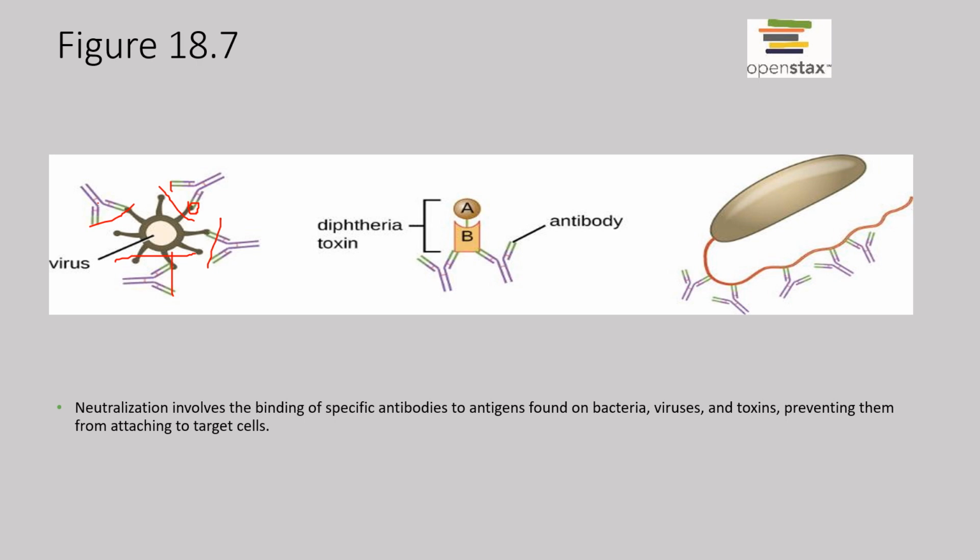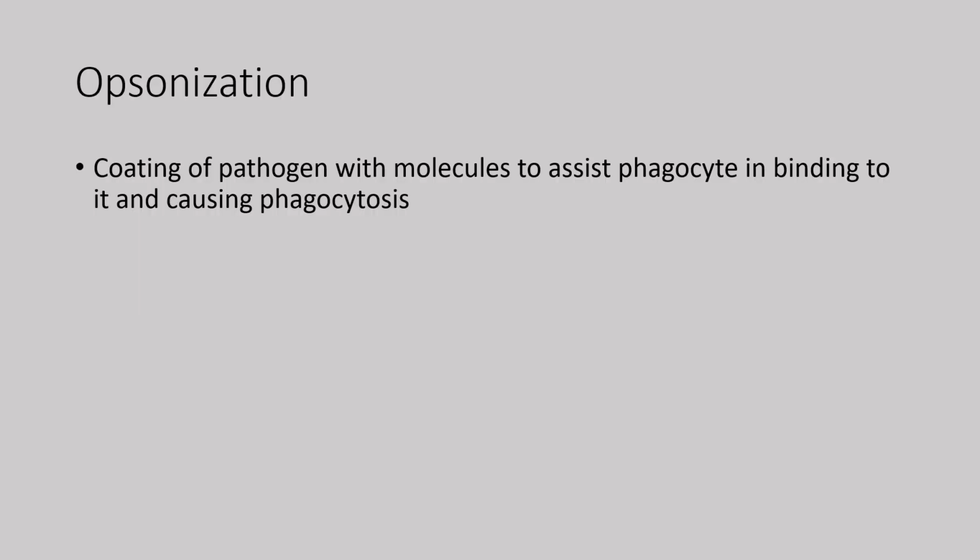Sometimes it will bind to a toxin. Some organisms, such as the diphtheria bacteria, make a toxin. Well, the antibody is against the toxin. And it basically neutralizes that toxin, prevents it from binding to the cells where it would cause damage. And this is showing it's actually binding to the flagella over here on the far right with this bacteria, once again interfering with it being able to move around and attach to the host cell. So neutralization, it prevents it from binding and attaching to its host cell.